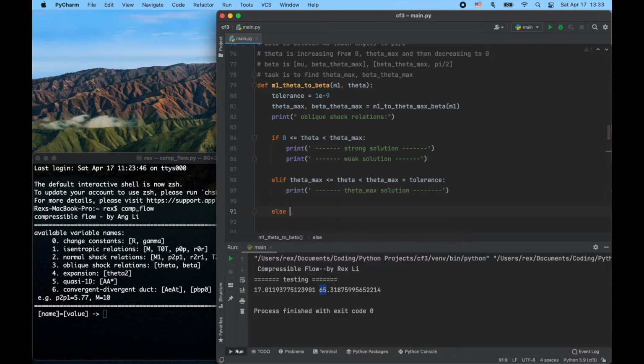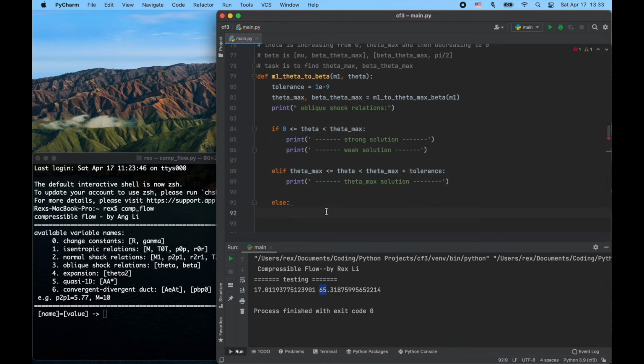Else. So if either this or this is the case, that means theta is smaller than 0, which is not making any sense. Or theta is actually larger than theta max and the difference is beyond tolerance. That means we cannot find a solution, right? Cannot find solution.